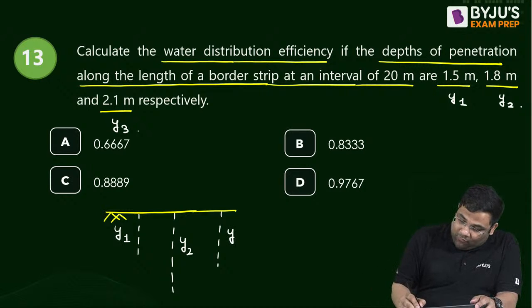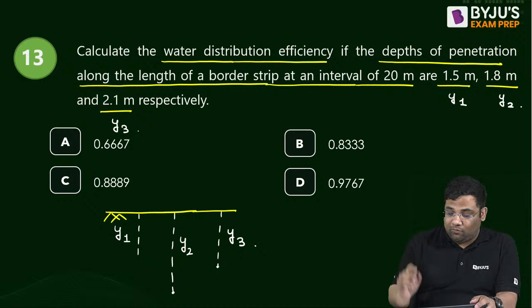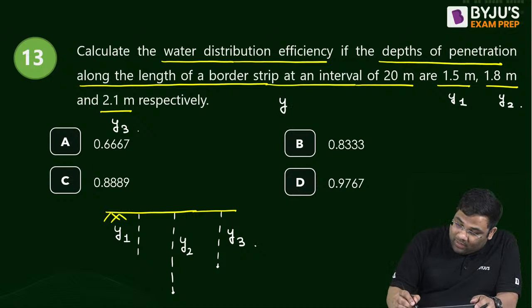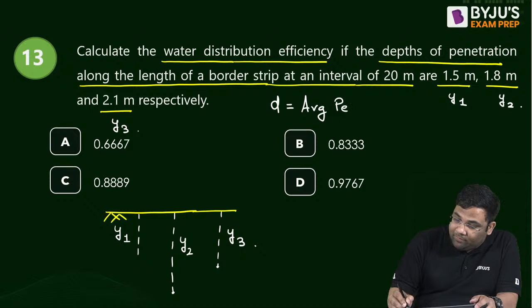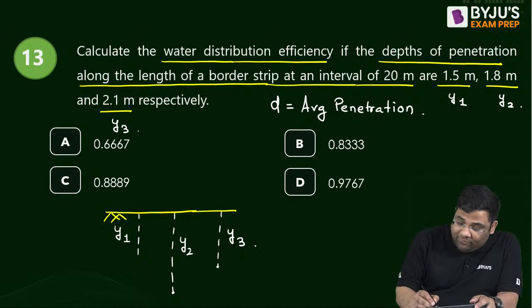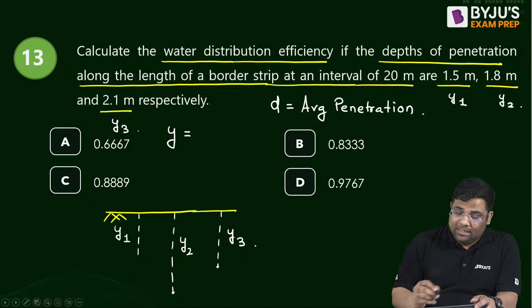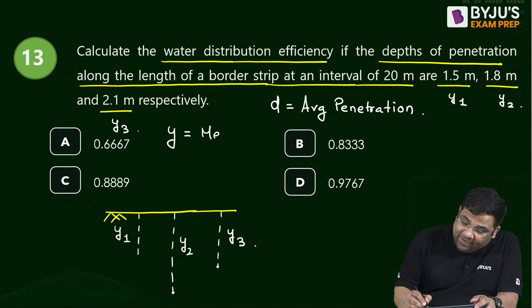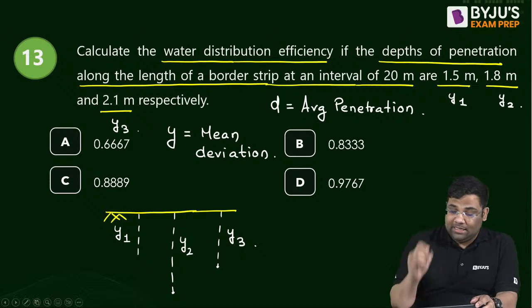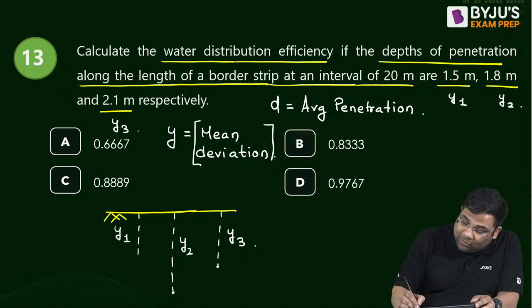Okay, Y3. These are the depths of irrigation, you can say depth of penetration of water. Now I will get a term D, sorry. This will be the average penetration. We can find out the average penetration easily. And then we will define a term Y, which will be the mean deviation. And when you calculate the mean deviation, it has to be your absolute deviation.